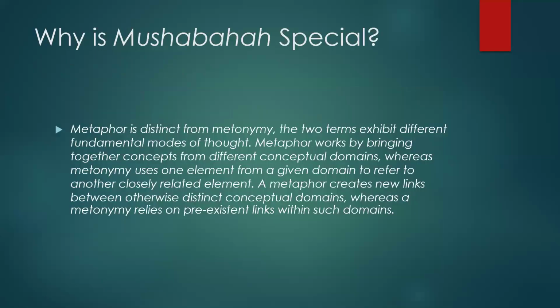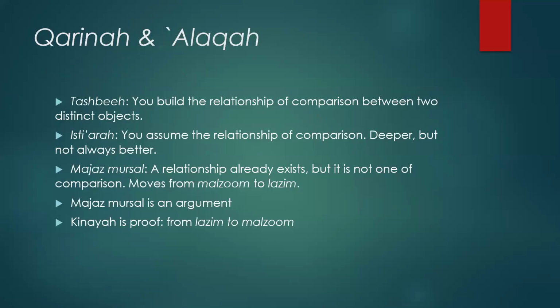Now, in the case of tashbih, you build the relationship. You build the alaqa, and that's a relationship of comparison between 2 distinct objects. And because of that, it's understood that you don't mean it literally true. And because you mentioned the 2 endpoints, it's understood that because they're not the same, the way that you're using the words is literal because you've spelled that out. In isti'ara, you assume the relationship of comparison. You don't build it, and it's deeper, but that's not always better.